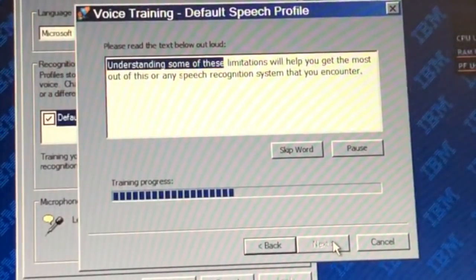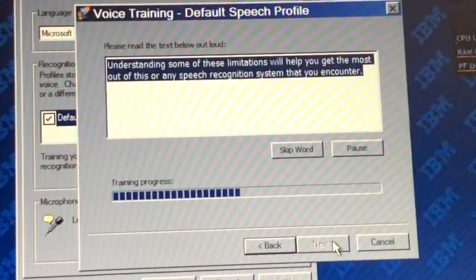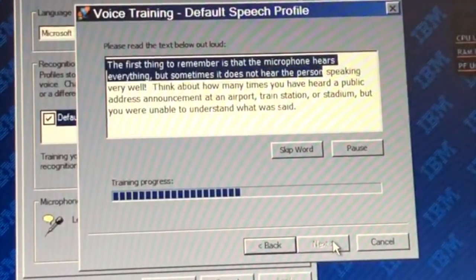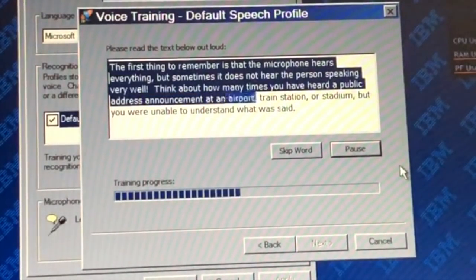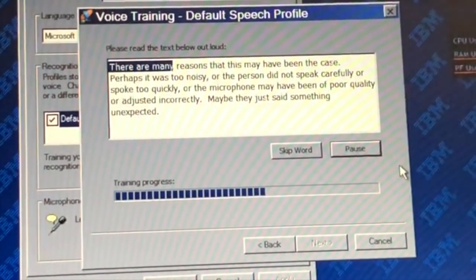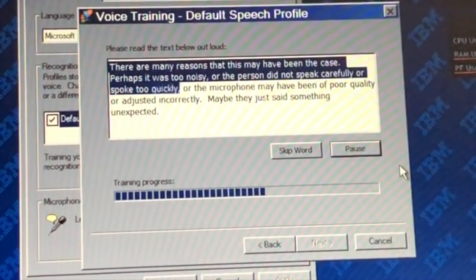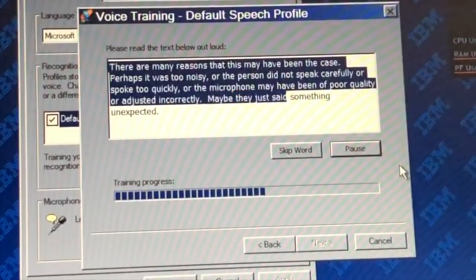Understanding some of these limitations will help you get the most out of this or any speech recognition system that you encounter. The first thing to remember is that the microphone hears everything, but sometimes it does not hear the person speaking very well. Think about how many times you have heard a public address announcement at an airport, train station, or stadium, but you were unable to understand what was said. There are many reasons that this may have been the case. Perhaps it was too noisy, or the person did not speak carefully or spoke too quickly, or the microphone may have been of poor quality or adjusted incorrectly. Maybe they just said something unexpected.